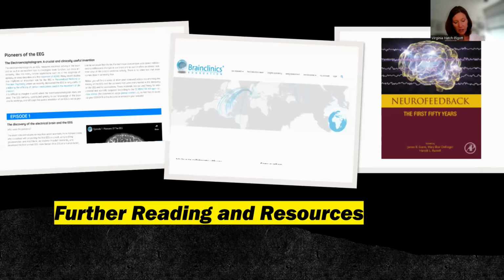Finally, if you desire to do more reading on the history of EEGs, QEEG brain mapping, and neurofeedback, I would recommend these websites and this book, Neurofeedback: The First 50 Years. The brain site in the center is brainclinics.com, run by another giant in neurofeedback, Martin Arns. And there is a section called Pioneers of the EEG that is fun and informative.